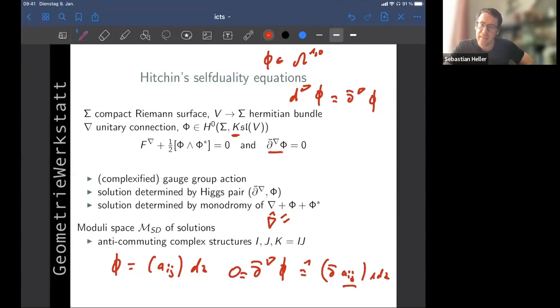I mean, that's basically some part of the content of Hitchin's paper, that you have these different points of view. You have this geometric point of view by looking at the curvature equation, a reduction of the Yang-Mills equation to Riemann surfaces, and then you have the point of view from Higgs bundles. You just look at the holomorphic equation.